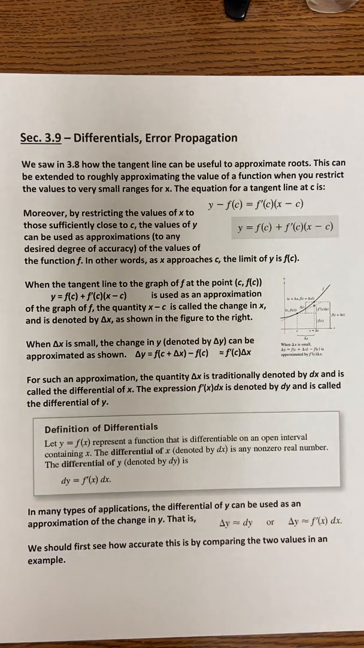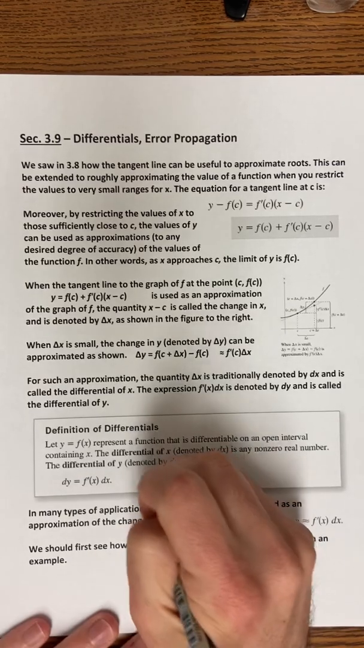And for that approximation, the quantity delta x is traditionally denoted by dx and is called the differential of x. And the expression f prime of x dx is denoted by dy. So when you take the derivative of y, you get the derivative of the function times dx. So that's our definition of differential.